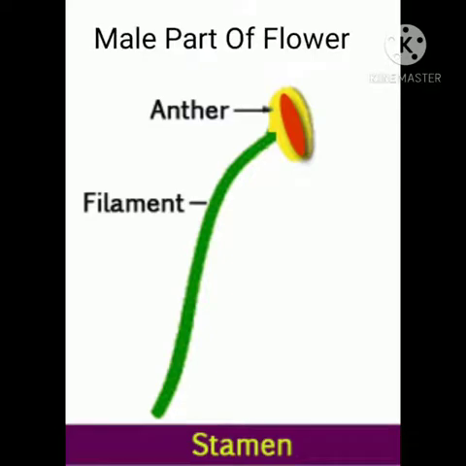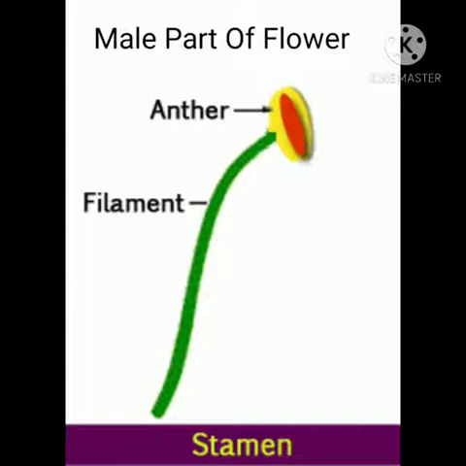Stamens. Stamens make the third whorl of a flower. Stamen is the male reproductive organ of a plant. It consists of 2 parts, filament and anther. Both the parts you can see in the given picture. Filament is a tubular structure. You can see it. It is green in color.